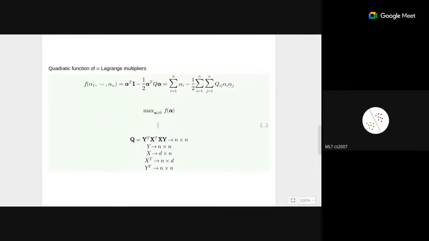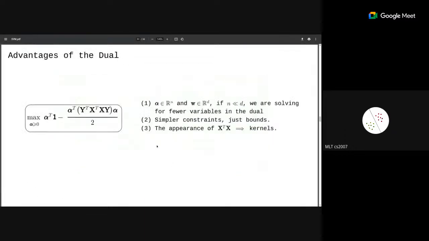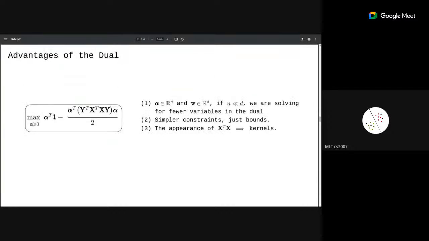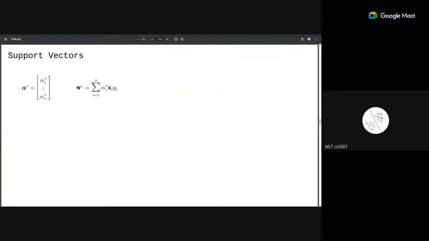So that is that, and now this is the dual, right? So where are we? Now we are ready to talk about support vectors. It is more important than the previous ones from a more practical context, right?